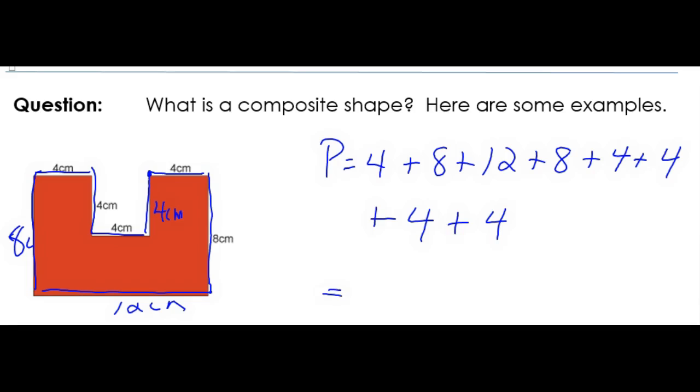Okay? And so by using my calculator, I can quickly add that up. 8 plus 4 is 12, plus another 12 is 24, 32, 36, 40, plus 8 is 48. I don't want to forget that I measured this in centimeters. So there I go. There is the perimeter of this composite shape.